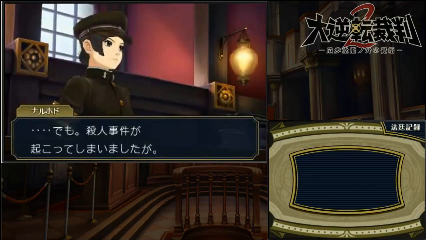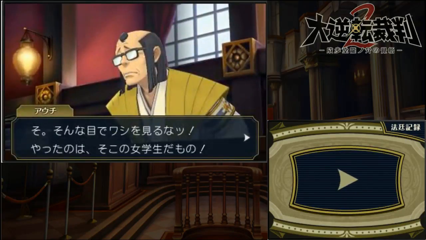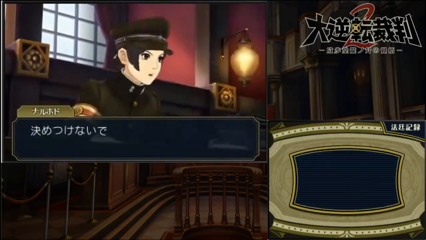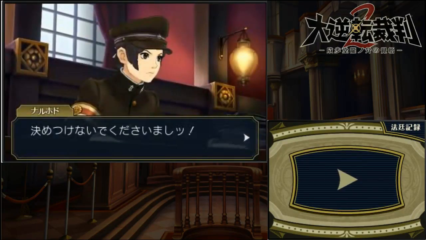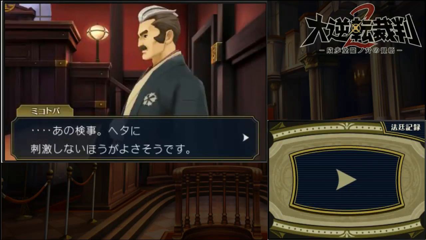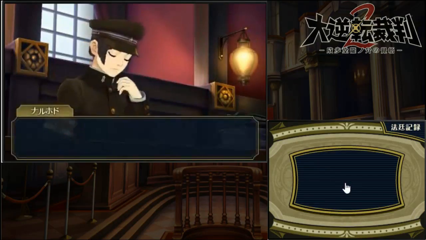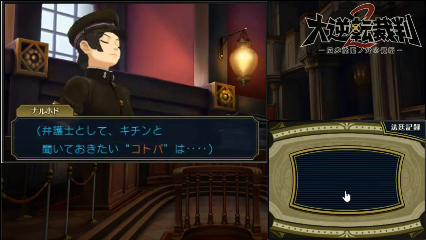And yet, in spite of that, the murder had taken place, did it not? Do not direct that stare of yours at me! The one who killed her was that female student! I must ask that you refrain from jumping to conclusions. I believe it would be best not to rile up that prosecutor needlessly. At any rate, it would be better for me to gather more information right now. Alright, the next option we pick is the only two.